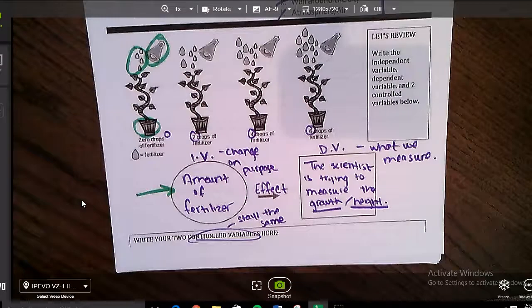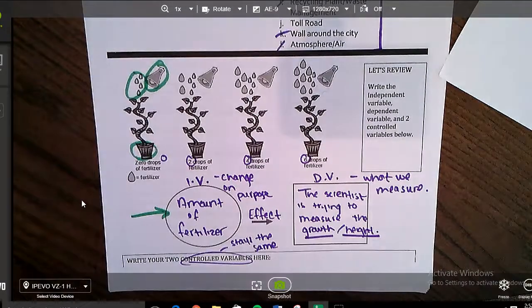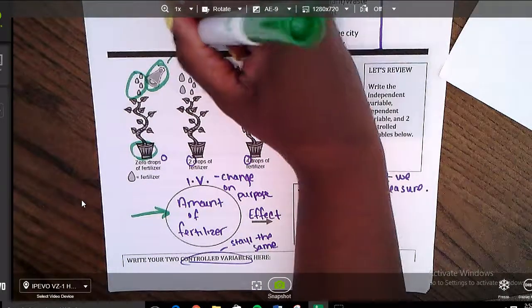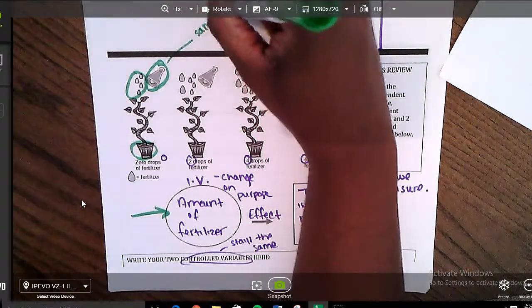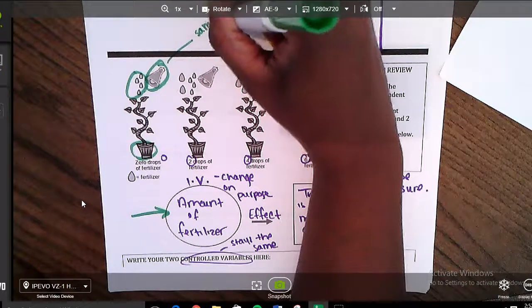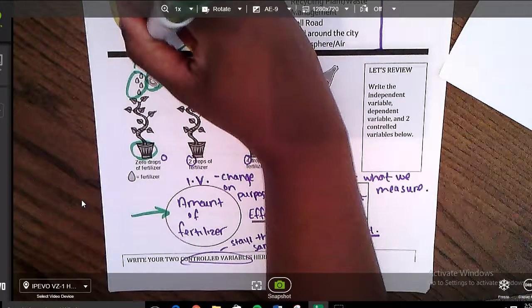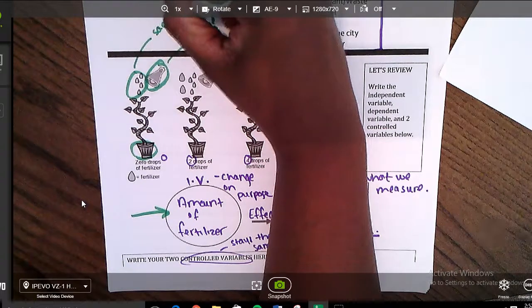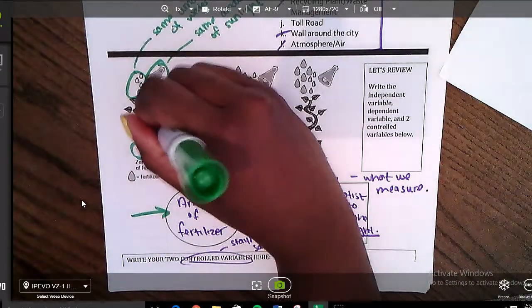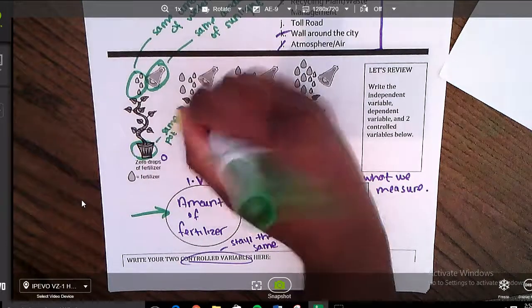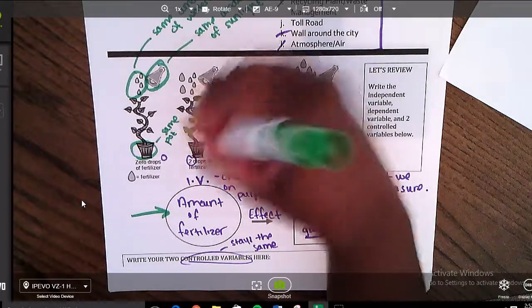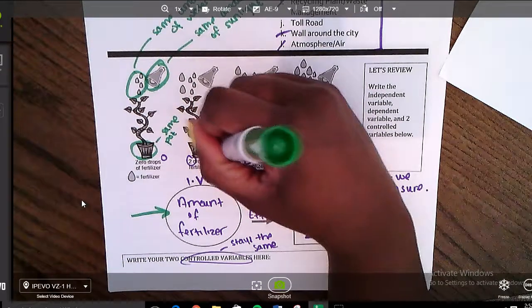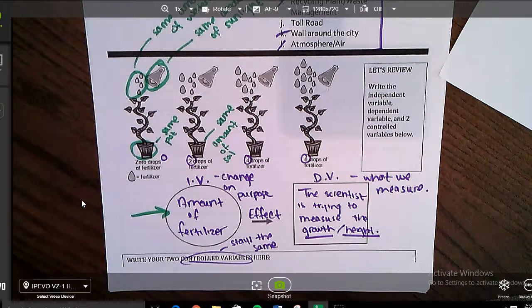1, 2, 3, boom. 3 things that jump out at me immediately. Plants have to receive the same amount of sunlight. Plants need to receive the same amount of water, and they're going to be in the same pot, or we can say that they're going to receive the same amount of soil. Now, there's a few others that you may also include. So the same type of water, the same brand of soil, all of those are also acceptable.